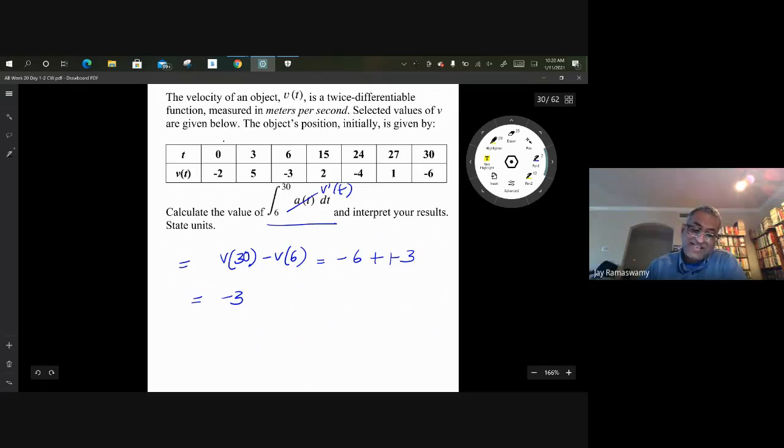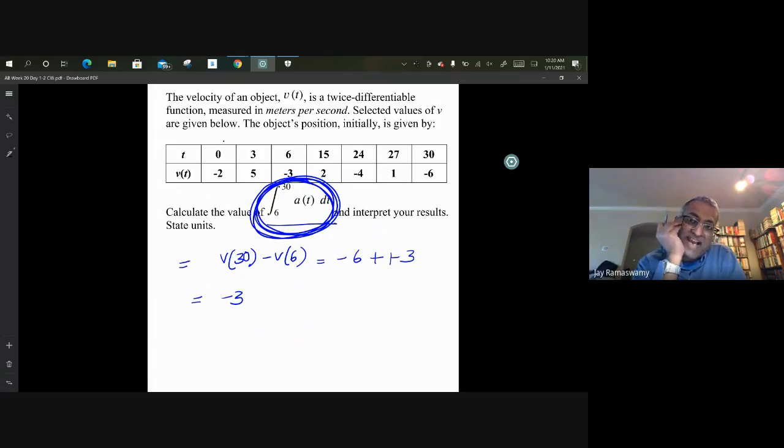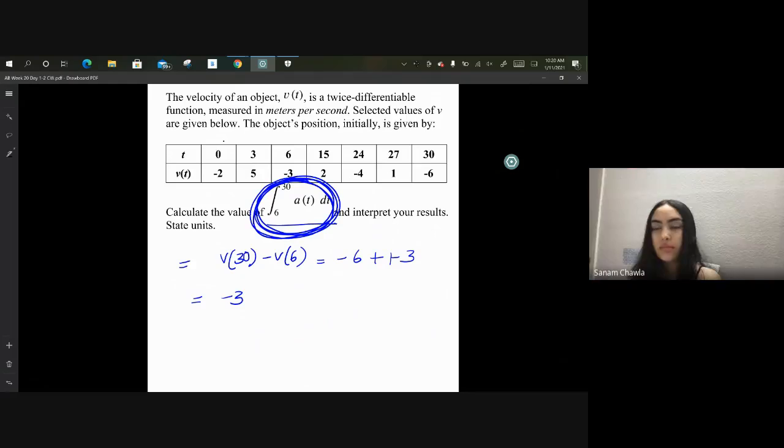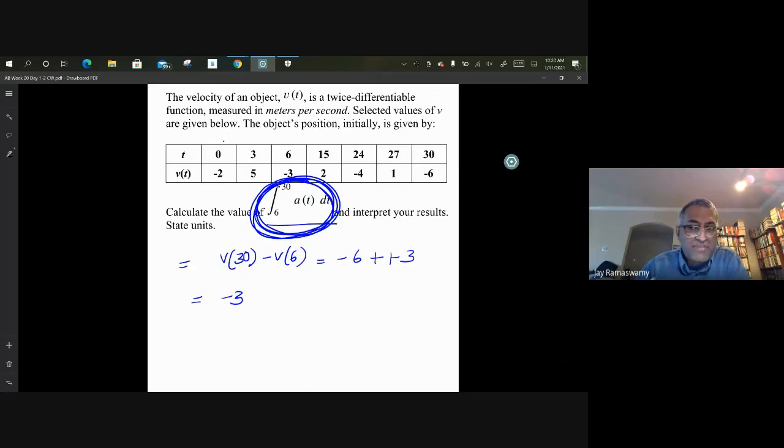Stop. It says interpret your result. Everybody look at the board. You're learning something brand new. The answer can be no. Is there any interpretation we know of this directly? Look at what I'm circling. Do we know the integral of a of t? Is there anything we have memorized for the integral of a of t? Have we memorized anything for it? No. So pay attention, please.